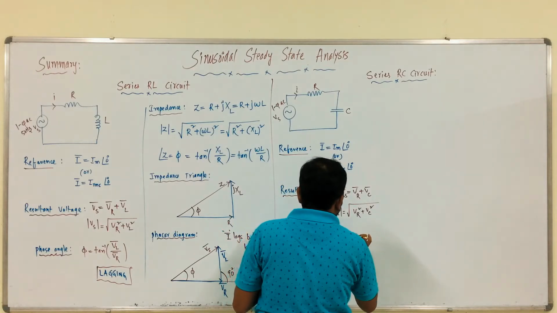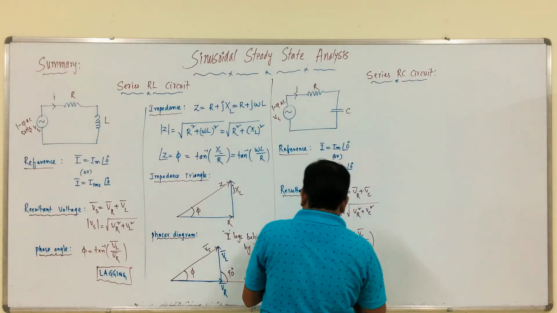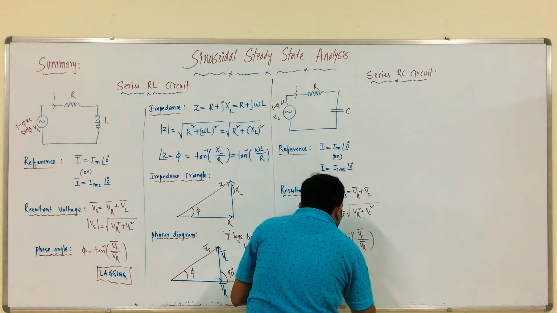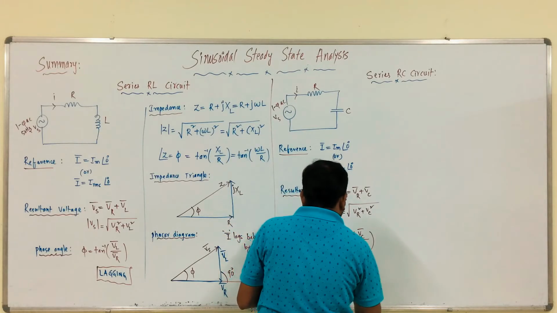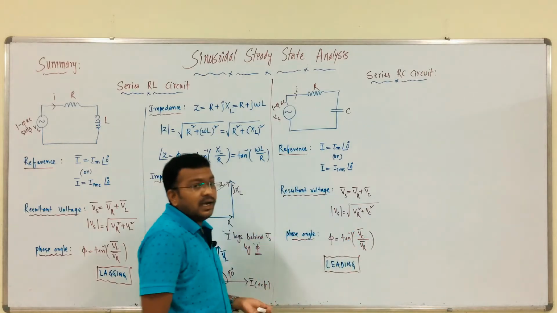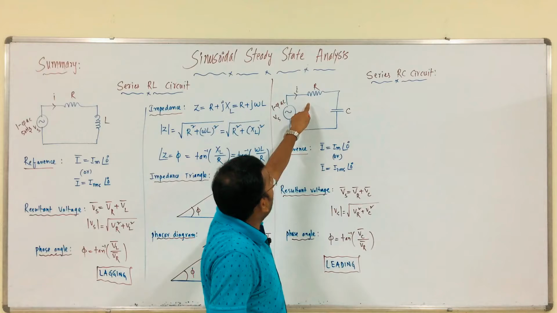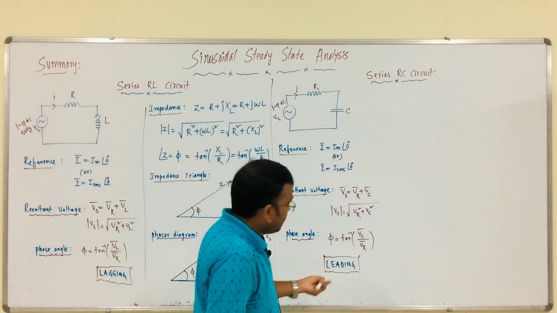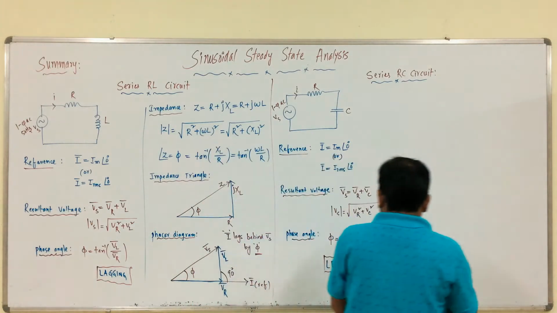Tan inverse VC by VR. That is leading, right? Why is it leading? Current leads voltage by phi. If it is a pure capacitive circuit, current leads voltage by 90 degrees exactly. But here we have addition of R and C. That is why current leads voltage by phi. Okay. Then next, impedance.